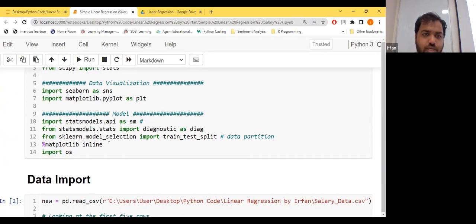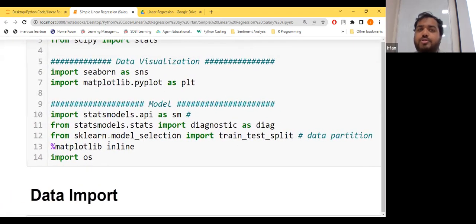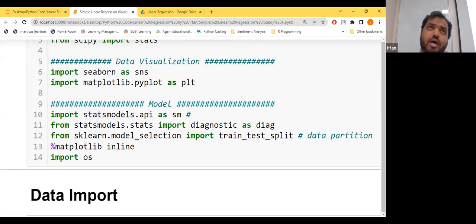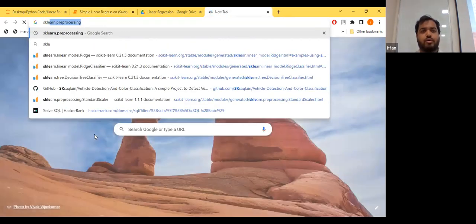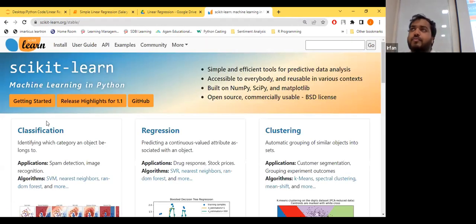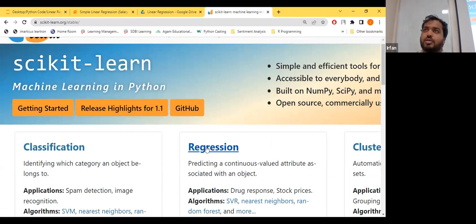There's another package, guys, called statsmodels. So here we have 2 options. Either go with statsmodels or go with sklearn. Both are used for machine learning. sklearn is purely for machine learning. You can search in Google also. Which task, guys, are we doing? Regression task. So yes, scikit-learn is used for machine learning in Python.